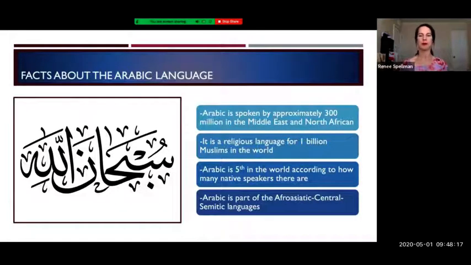Also, some other facts about Arabic. Like I said before, it's spoken by somewhere between 300 and 400 million people in the Middle East and North Africa. So it is also a religious language for about 1 billion Muslims in the world. It's considered a holy language, and it is the language of the Quran. So Arabic is also fifth in the world as far as how many native speakers there are. And as I mentioned before, it's in the Afro-Asiatic language family as a Central Semitic language.